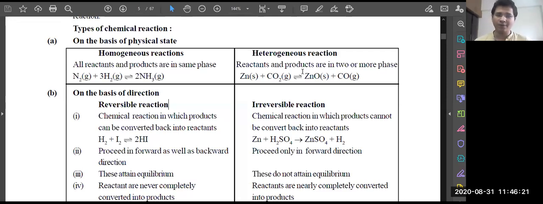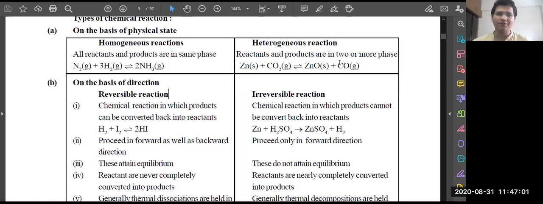When you talk about phase, it is either solid, liquid, or gas. If both product as well as reactants are in the same phase, then the reaction is called a homogeneous reaction. If any one of the reactants or products is in a different phase, for example, in this reaction zinc is solid, carbon dioxide is gas, zinc oxide is solid, and carbon monoxide is gas, then it is called a heterogeneous reaction. So this is on the basis of physical state.